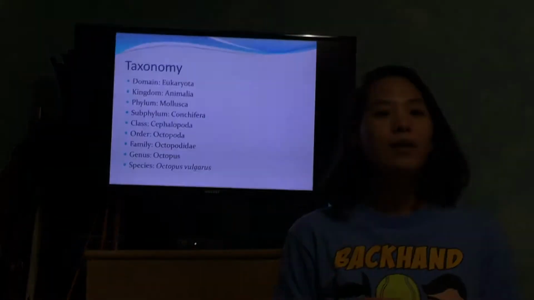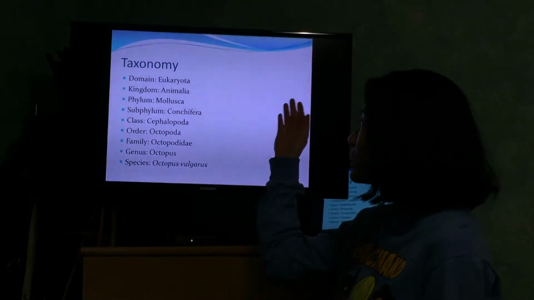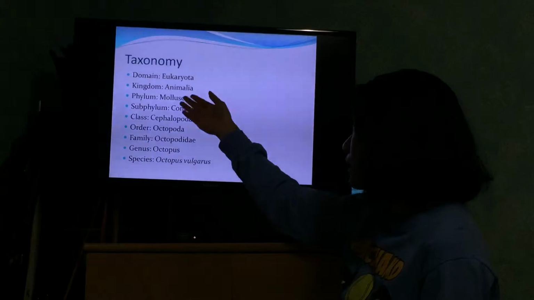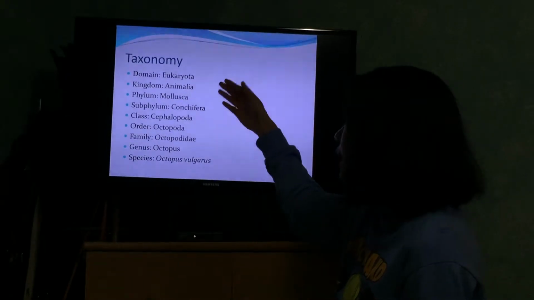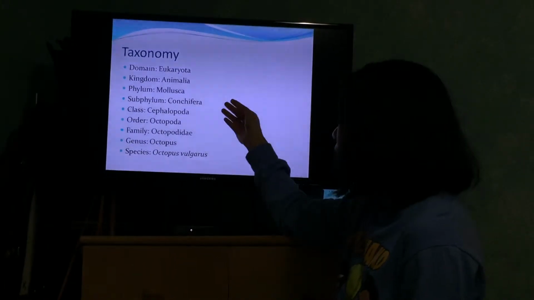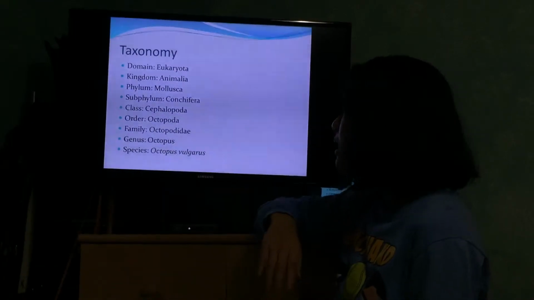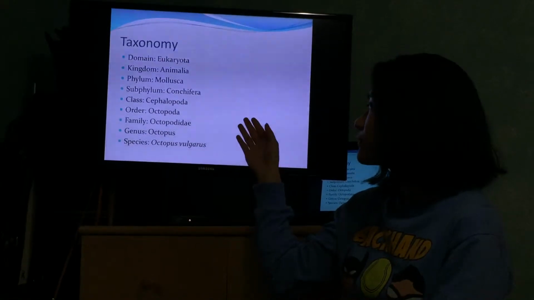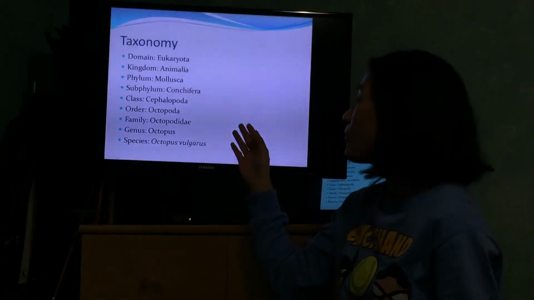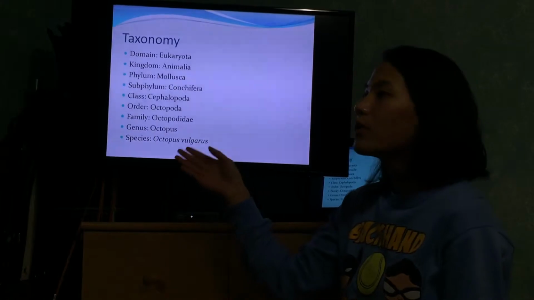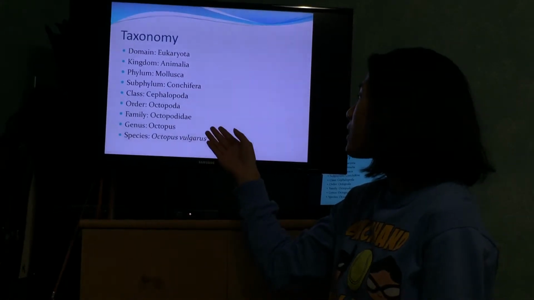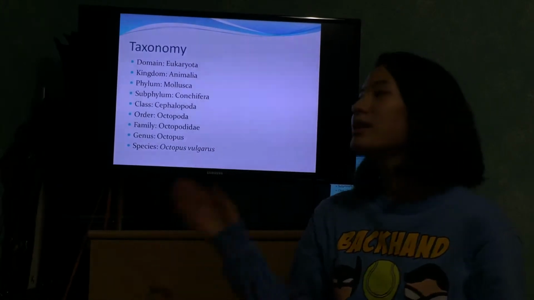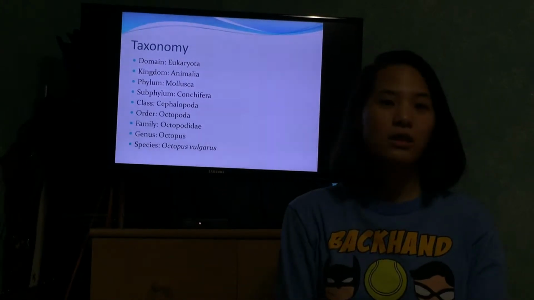So here's the taxonomy of the common octopus. As you can see here, it belongs in the eukaryote domain. It's also in the Animalia kingdom. Its phylum is the Mollusca. Its subphylum is the Conchifera, and its class is the Cephalopoda. Its order is the Octopoda, its family is the Octopodidae, and the genus is the Octopus. And finally, the species name is the Octopus vulgaris.